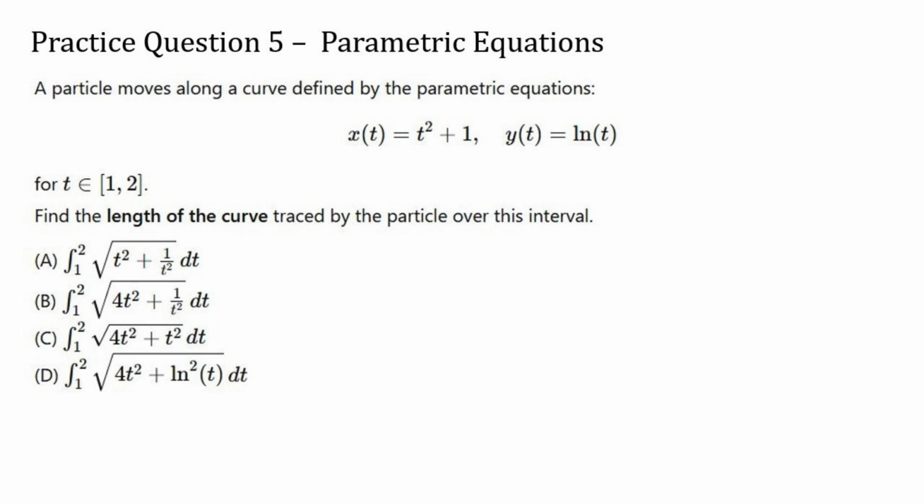Practice question 5. A particle moves along a curve defined by the following parametric equations. Find the length of the curve traced by the particle over the given interval t from 1 to 2.